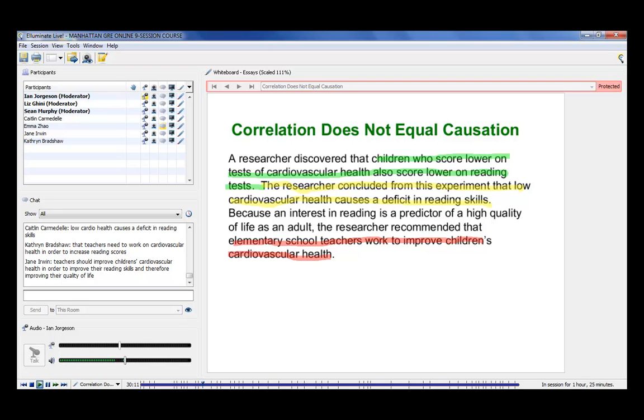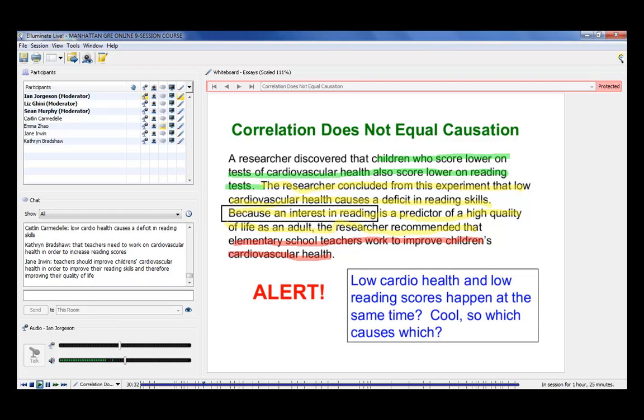And there's another thing I want to point out here. Notice they say because an interest in reading. Not reading skills, but interest in reading. But all of this is part of our evidence, right? Basically, everything other than that last sentence is part of our evidence. There's essentially three pieces that all go together.